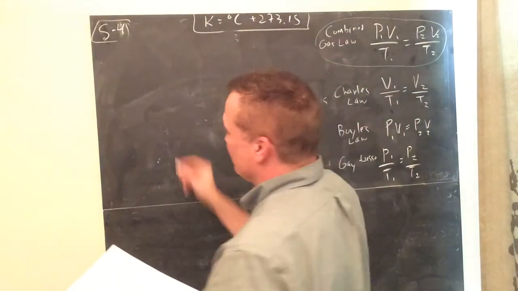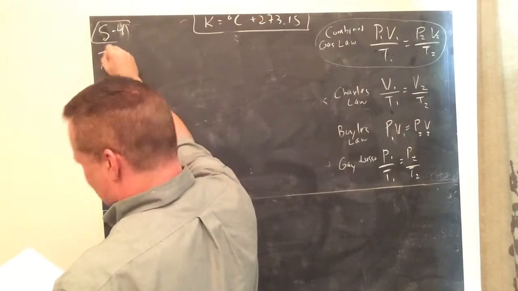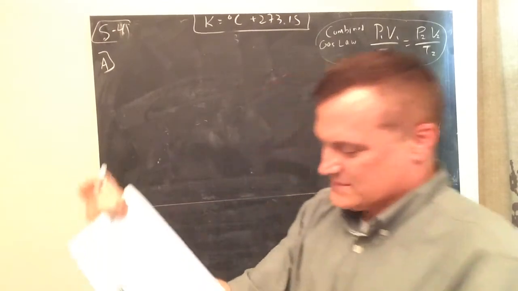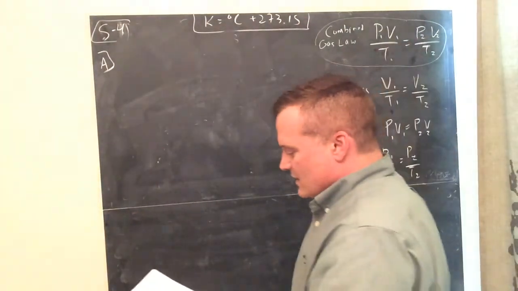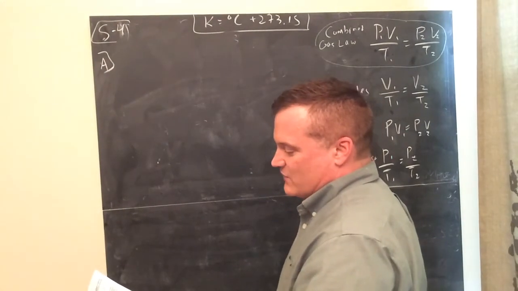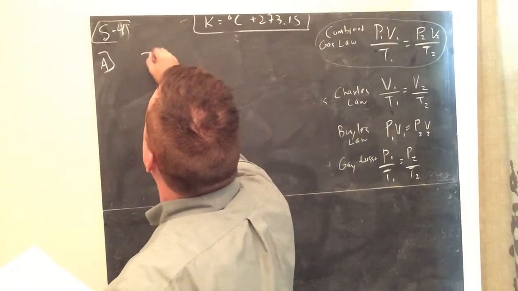Because I don't think we have to do all of these. They're all A, but this will be the A that's right under the combined gas law. A sample of oxygen gas has a volume of 7.84 cubic centimeters.